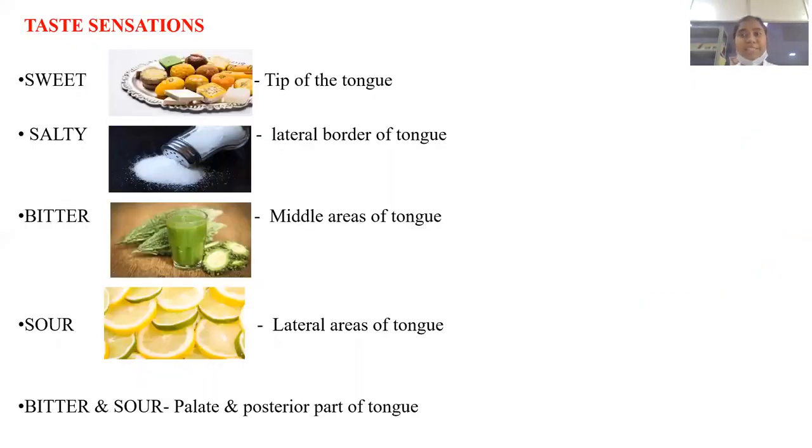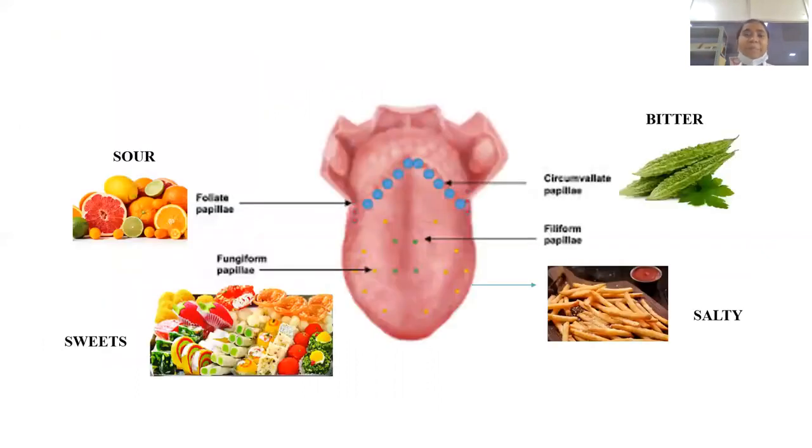So here we come to the taste sensations. Sweet is at the tip of the tongue, salty is at the lateral border of the tongue, bitterness is in the middle area of the tongue, and sourness is in the lateral areas of the tongue. Combined, bitter and sour are in the palate and posterior part of the tongue. Whenever we are eating some food, we have to remember these things. This picture shows the same thing, a pictorial representation of the different taste sensations of different papillae.